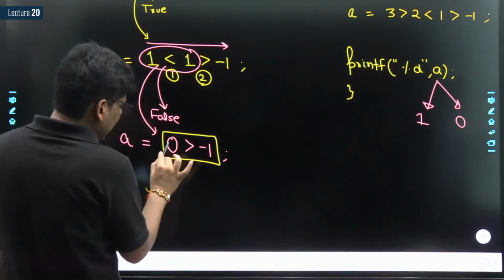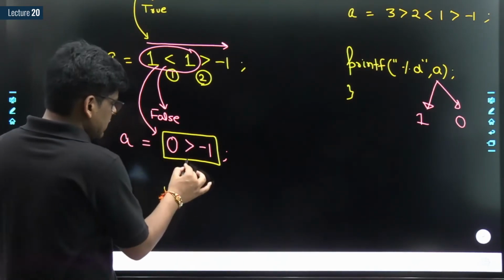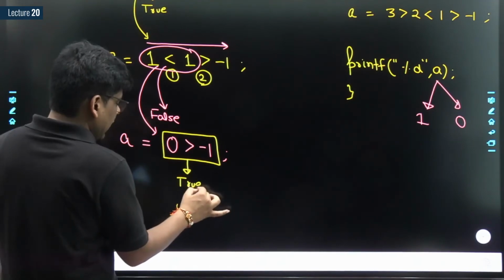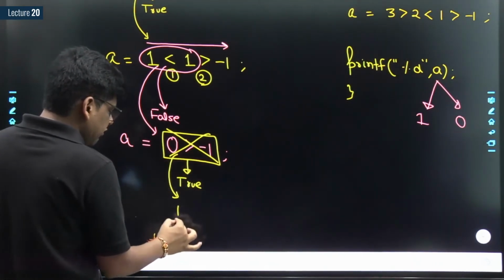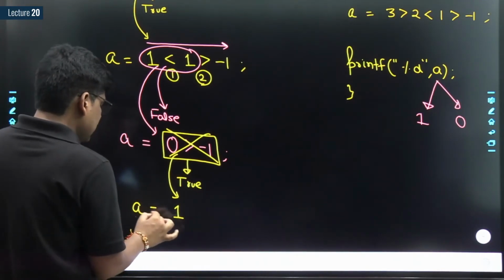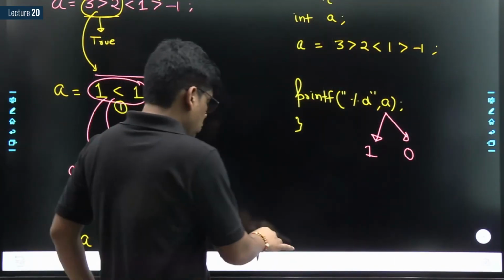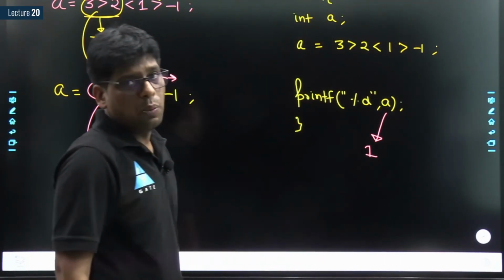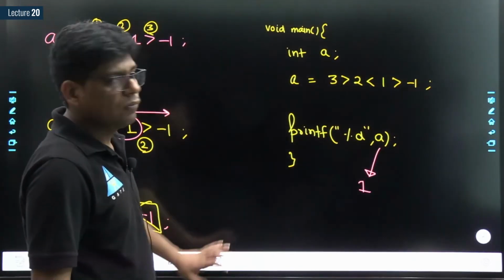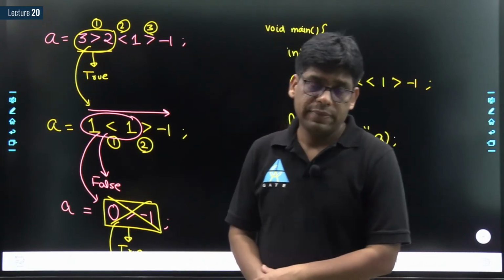Sir, is it true that 0 is greater than -1? Yes, it is a negative value. That means this statement is true, and that is why this whole is replaced with value 1. So what is the value that goes inside A? Sir, 1. So if I ask you what is the output of this code? Sir, the output of this code is 1. That's how things will work out.